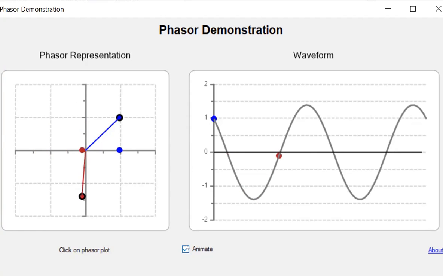And the point that I want to make is that this red animation is showing you how to recreate the time waveform in your mind from the phasor representation, but we're representing this entire waveform just with a single complex number.